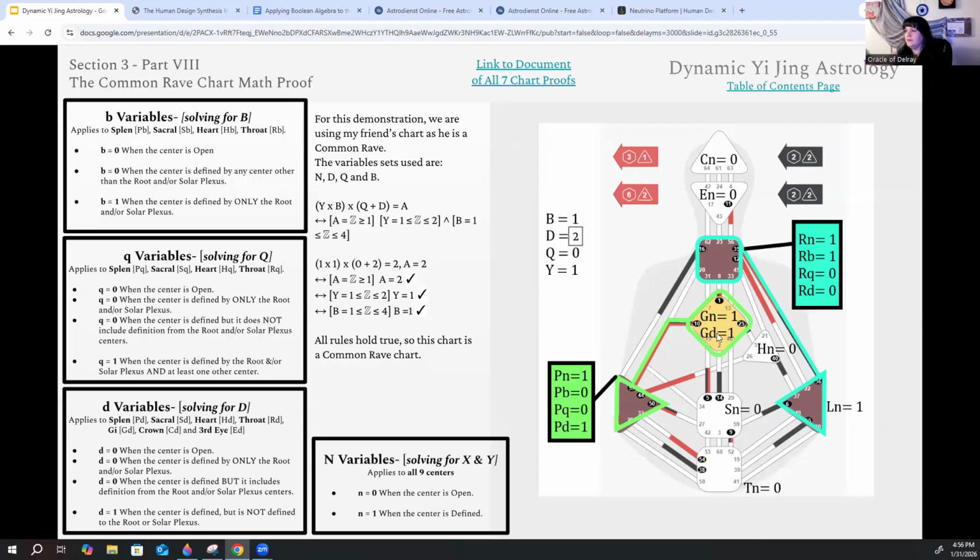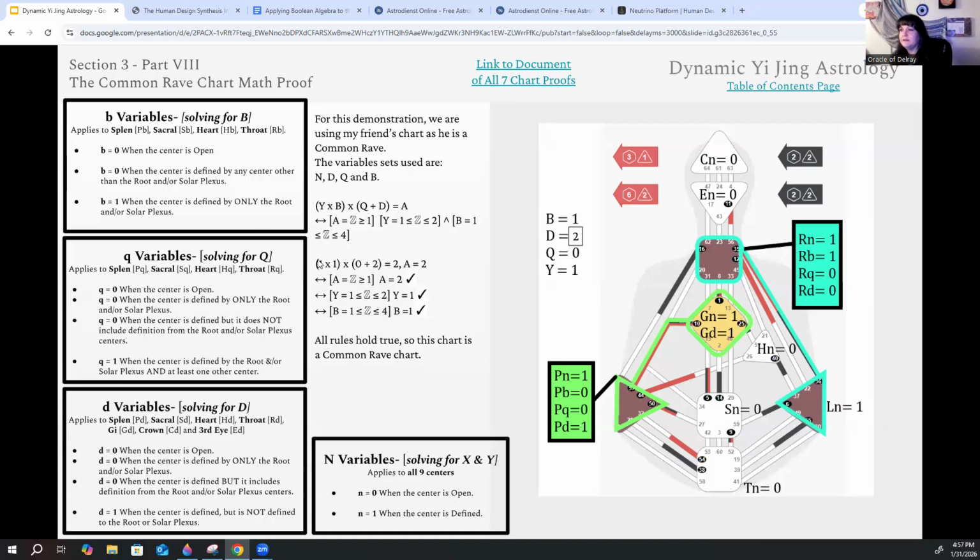So his GN is 1 and his GD is 1. So his D is 2. His B is 1 because he has his throat defined here. And then his Q is 0. He doesn't have anything defined by both the solar plexus and something else. And his Y is 1 because it only has that defined. So this is one where you want both of these to be 0, but you don't want any zeros in the entire equation, except you can have one here, but not in both.